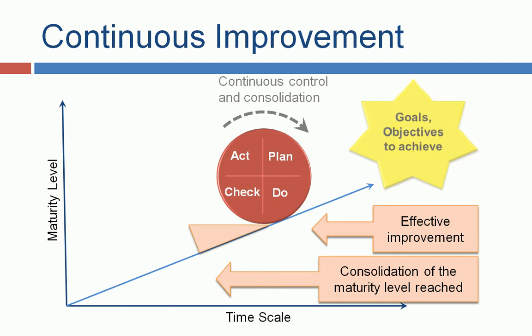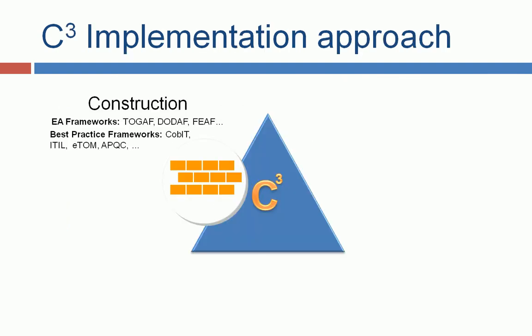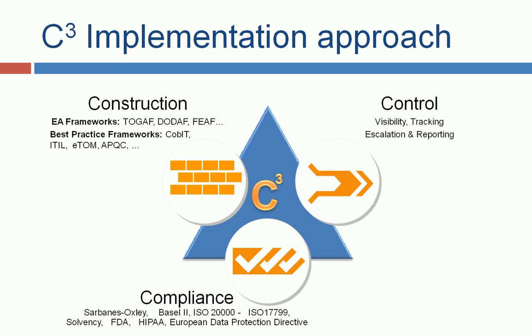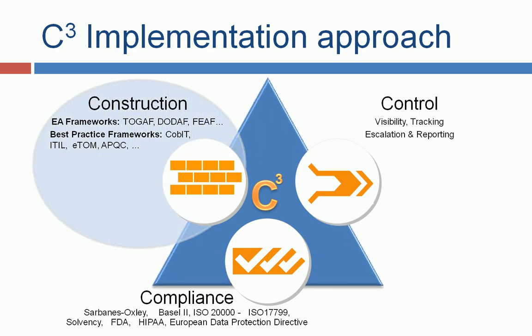One way I would like to outline is with our C3 approach. And this C3 approach is about constructing compliance and control. So first of all, construction, your process framework, your enterprise architecture framework, then adding compliance requirements to this framework, and the last step is then managing controls to make sure you have tracking and visibility of your achievements. So let's take the first look into the construction area.